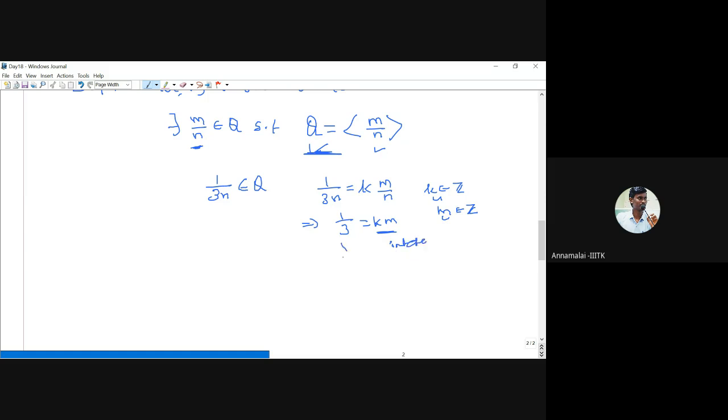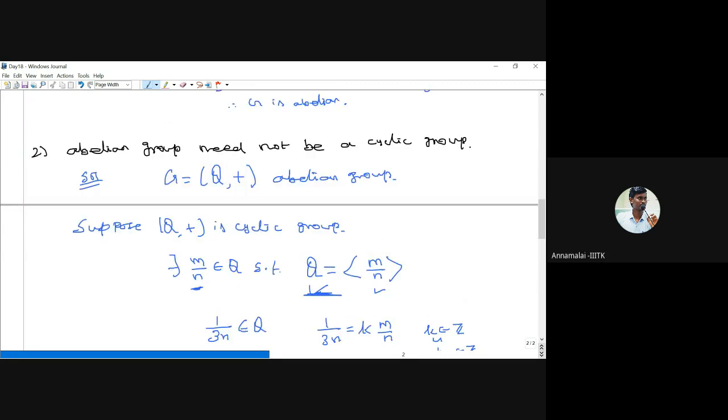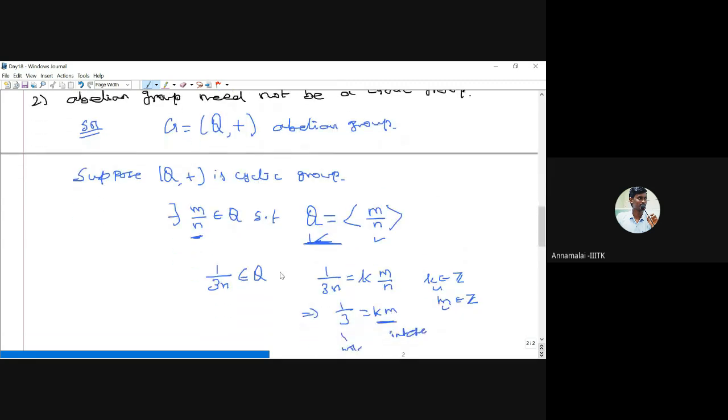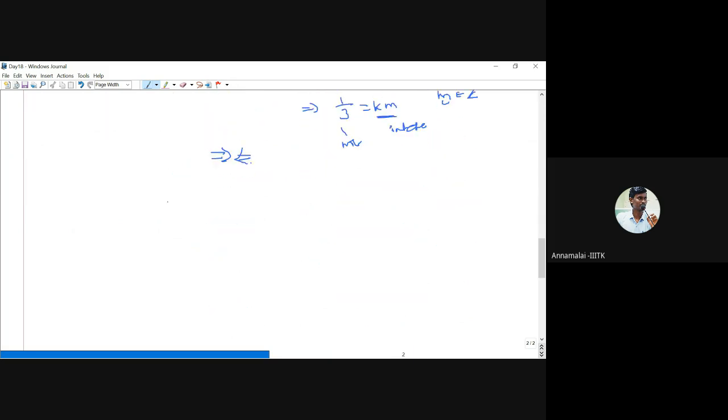But the left hand side, 1 by 3, is not an integer, which is a contradiction. Therefore, our assumption is wrong. What was our assumption? We assumed that Q with respect to addition is cyclic, and we got a contradiction. Therefore, Q under addition is not cyclic. It's a very important example. Z is a cyclic group, but Q is not a cyclic group with respect to addition.